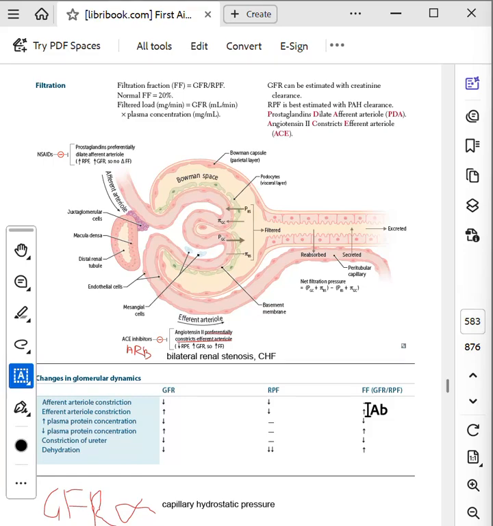We now move on to the filtration fraction of the renal plasma physiology. Now, in the renal system, we have the filtration fraction, which is basically found from dividing the GFR by the RPF, which is the renal plasma flow.